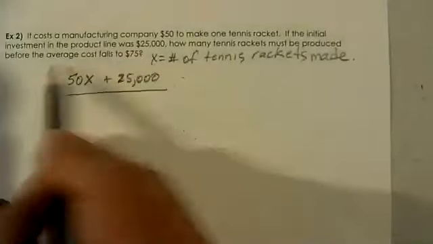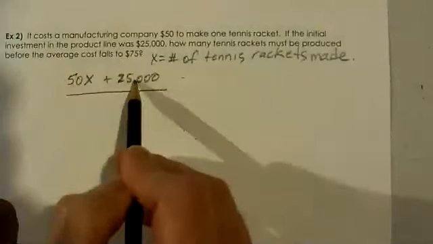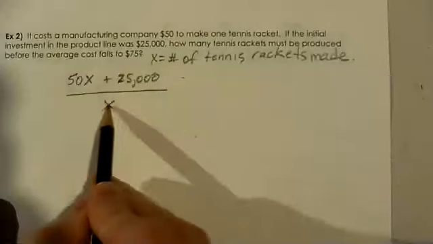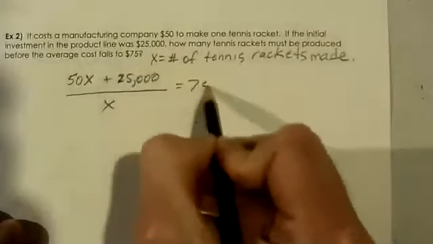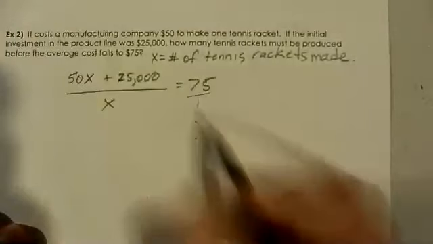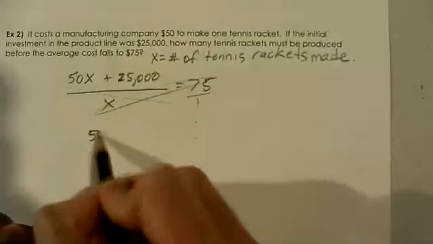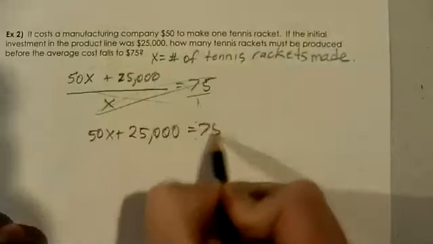And to find the average, we have to divide your total cost by the number of items, which would be the number of tennis rackets. And you want this to equal $75. Now it turns into a math problem. You can put that over 1 so you can cross multiply. You're welcome to. So you get 50x plus 25,000 equals 75x.